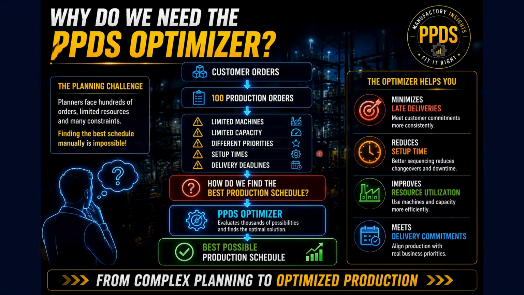As a planner, deciding the best production sequence manually becomes extremely difficult. Even for a small number of orders, there are thousands of possible scheduling combinations. Evaluating every possible sequence manually is practically impossible. This is exactly why SAP provides the PPDS optimizer. The optimizer evaluates multiple scheduling alternatives and selects the sequence that best improves the production schedule while respecting planning constraints.